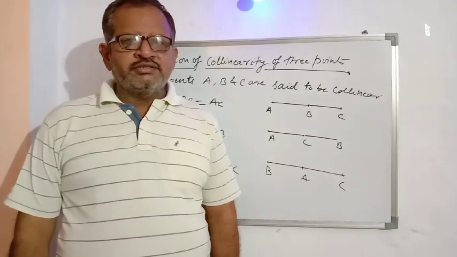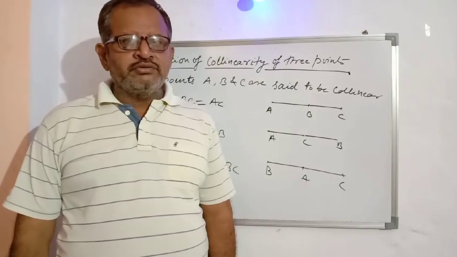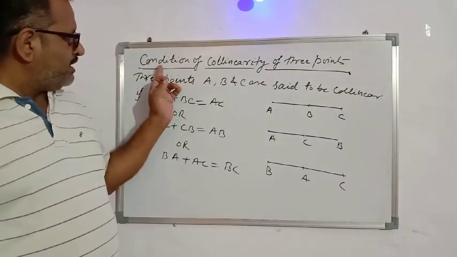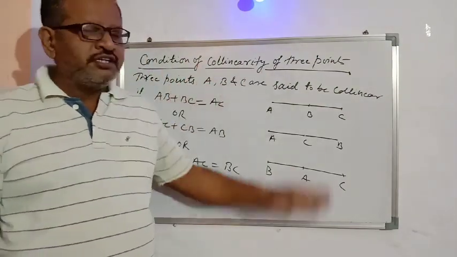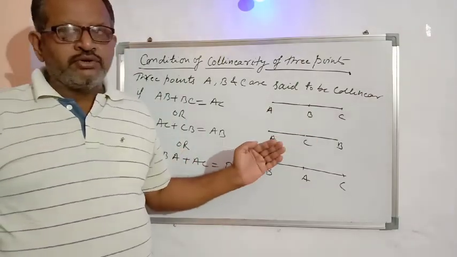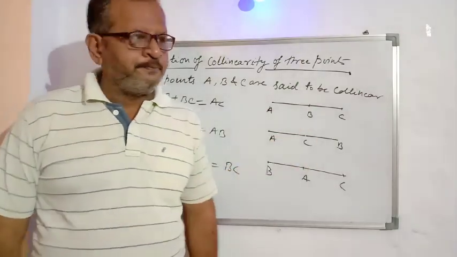Good morning, students. Today we will continue the distance formula. The topic is: what is the condition of collinearity of 3 points? When will 3 points be collinear? Collinear means lying in the same line.